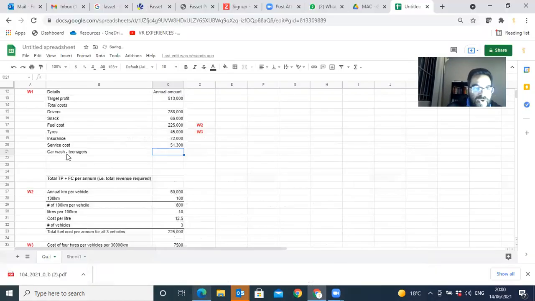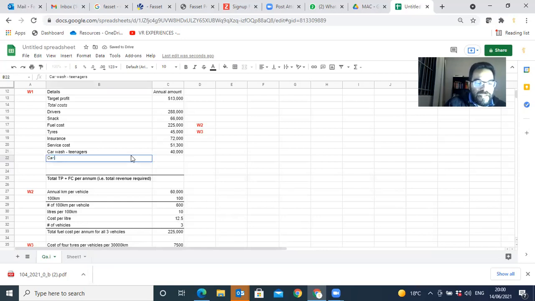Okay, so there are 2 teenagers at 2,000 Rand per month, but they only do it during school days. So the number of months that the school is running is 10 months. And then car wash materials, and water and so forth, is equal to 900 Rand per month, but you're only going to incur it for 10 months. So just be aware of that.